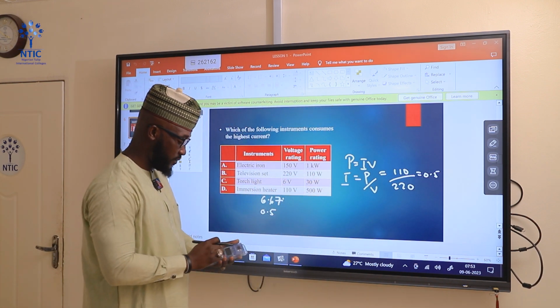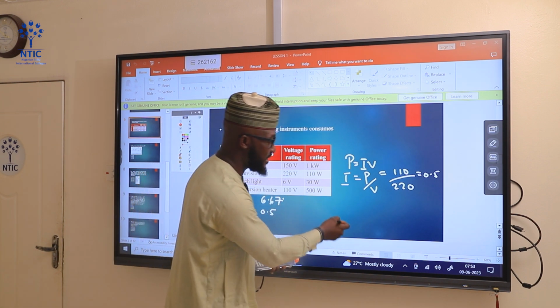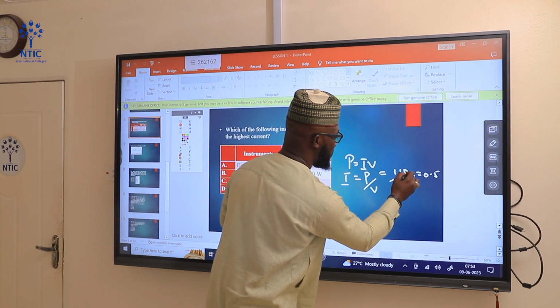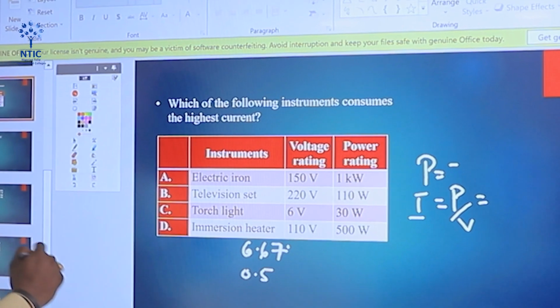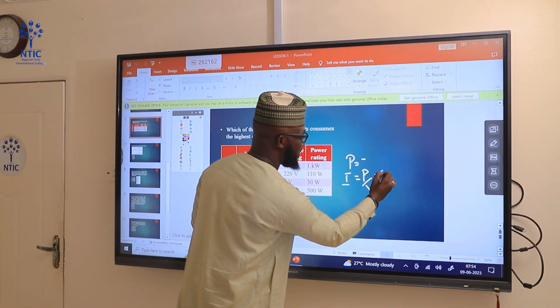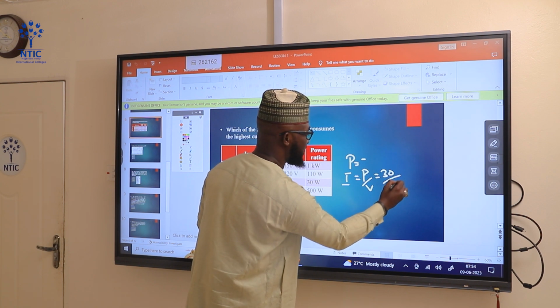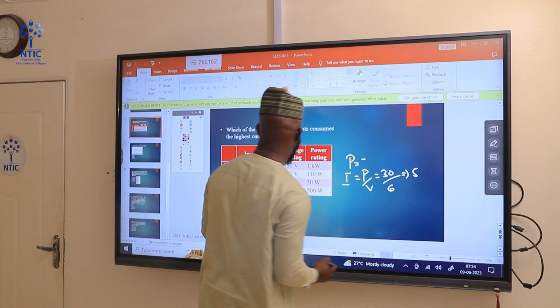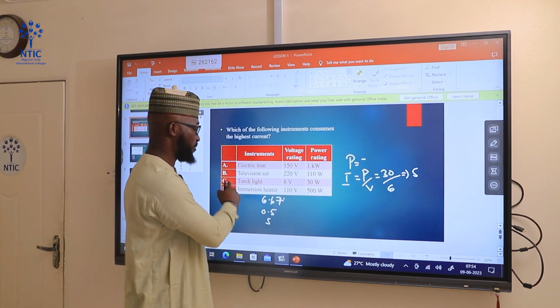The third one, we have 30 over 6. So we are going to erase this also and do the same for the third one. In this case, P is given to us as 30, while V is 6. 30 divided by 6 will give us 5 ampere. So we have 5 for option C.